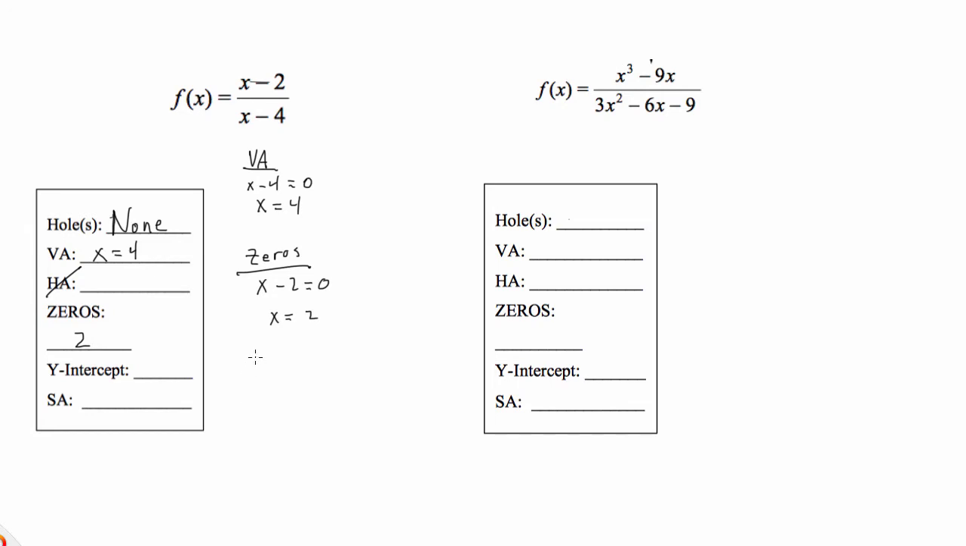All right, for the y-intercept, recall that the y-intercept is just found by finding f of 0. So let's plug that in. Not only is this the old function, but it's also the new one. So let's plug in 0 minus 2 over 0 minus 4. And that gives us negative 2 over negative 4. And that reduces to 1/2. So our y-intercept is 0, 1/2.